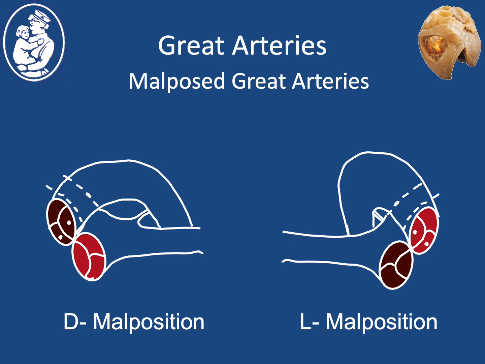Conversely, the cartoon on the right shows the aorta anterior and leftward, hence the term L malposition or levo because of the leftward position of the aorta. One can also have the aorta directly anterior to the pulmonary artery, which is often called A malposition for anterior.